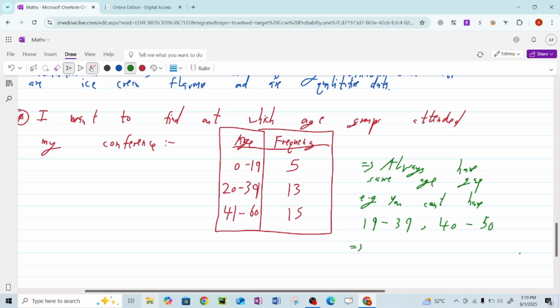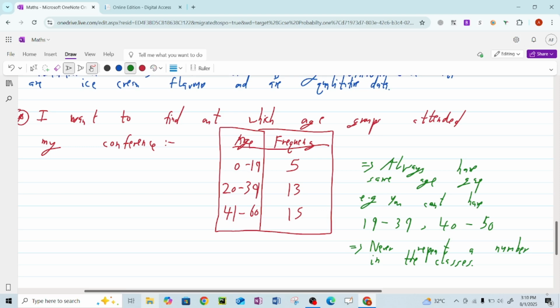Second thing is that you should never repeat a number in the classes. For example, if you have 0 to 19, you cannot write 19 to 39. You're going to write the next number, that's 20 to 39. And you're not going to write 39 to 60. You're going to write 41 to 60.